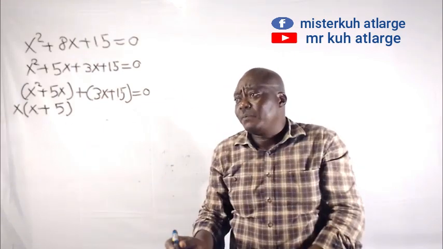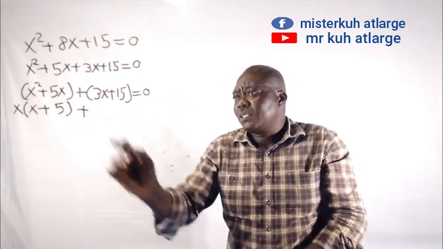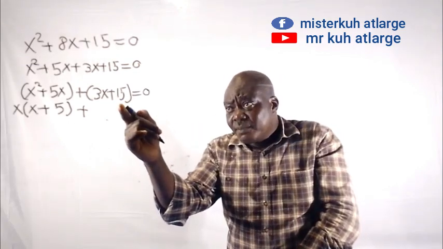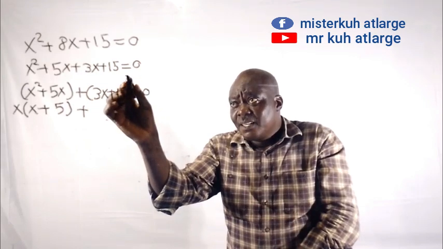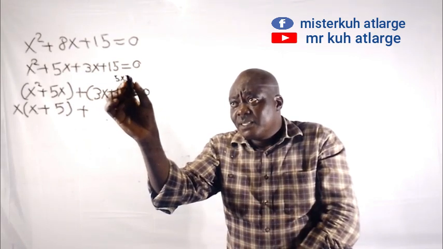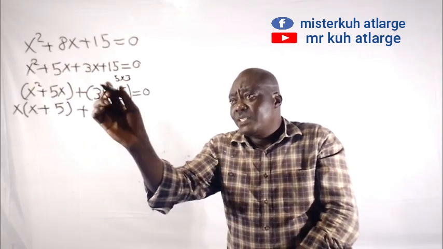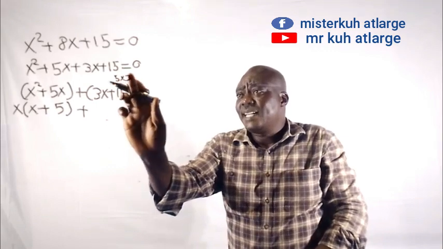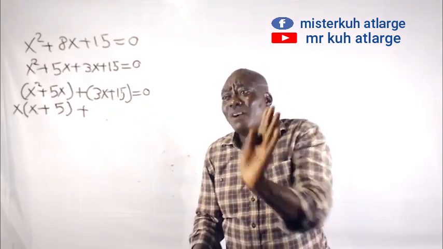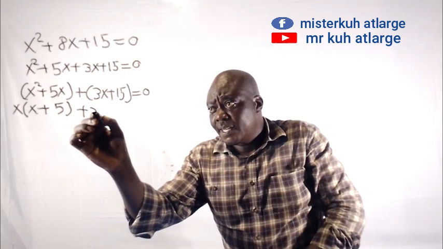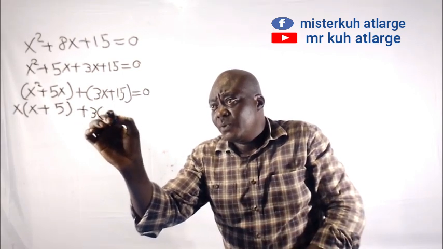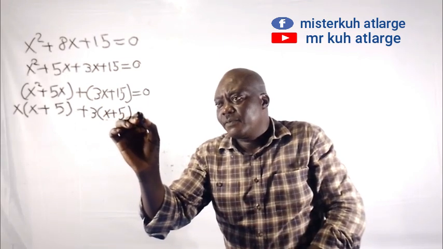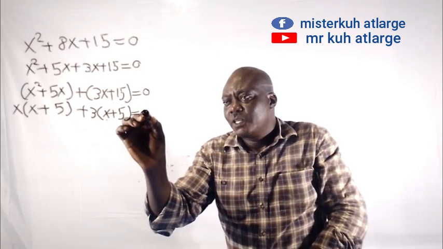Then you come to this one now. In this case, x is not common, but 3 is common. This 15 means 5 times 3, and here it means 3 times x. That means you have 3 here, and 3 here also. So what you're going to do now is factor out the 3. So you have 3 into x plus 5, which will be equal to 0.